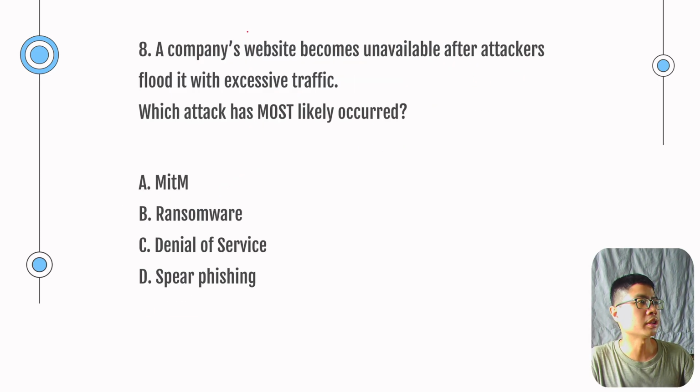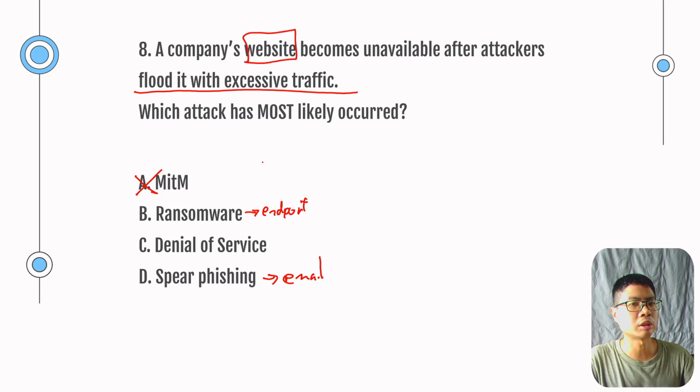Okay, last question here. A company's website becomes unavailable after attackers flood it with excessive traffic. So we are talking about flooding it with traffic, and this is a network kind of attack. It's not an endpoint kind of attack. So man in the middle, no, it's not really that. Ransomware, no, again, this is more endpoint. Spear phishing is more of an email kind of attack, and we are talking about the website over here, so it's not email. And so this is actually C.